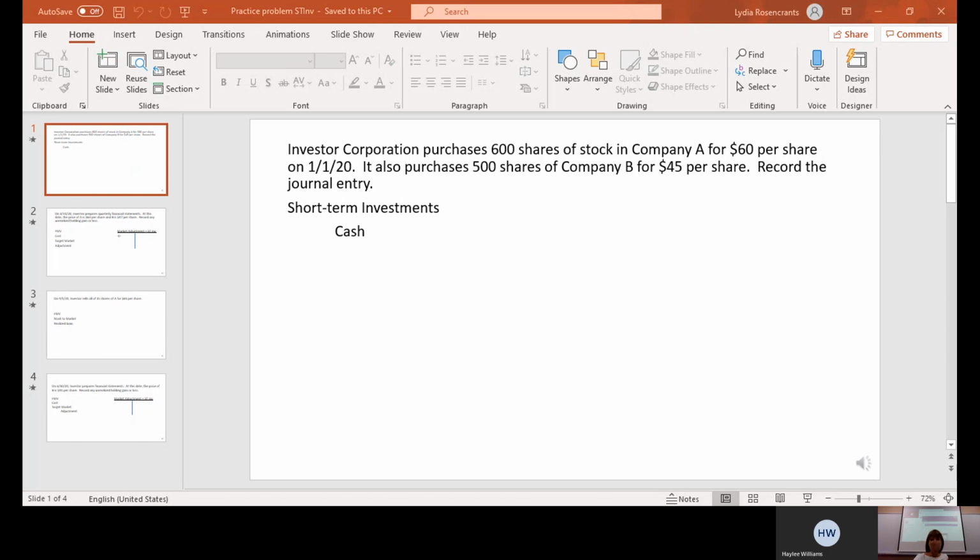So I'm thinking that we might actually start with short-term investments. I know we did homework on equity method, but since we did short-term investments first last year, I thought let's go ahead and do the short-term investments first today and just review it.